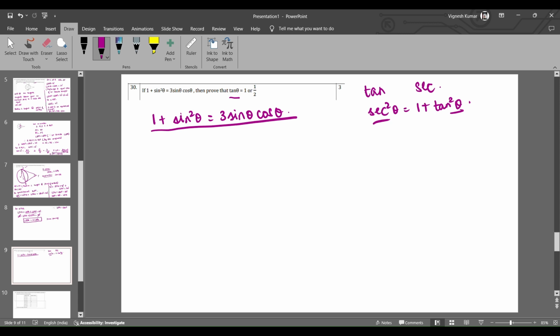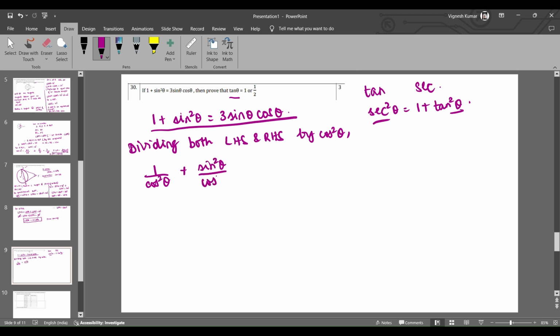So what can I do to convert everything in terms of secant and tan? Dividing both LHS and RHS by cos square theta. So if I divide cos square theta on both sides, I'll get 1 by cos square theta plus sin square theta by cos square theta is equal to 3 sin theta cos theta divided by cos square theta. So I get secant square theta plus tan square theta is equal to, one cos theta gets cancelled here, so 3 tan theta.